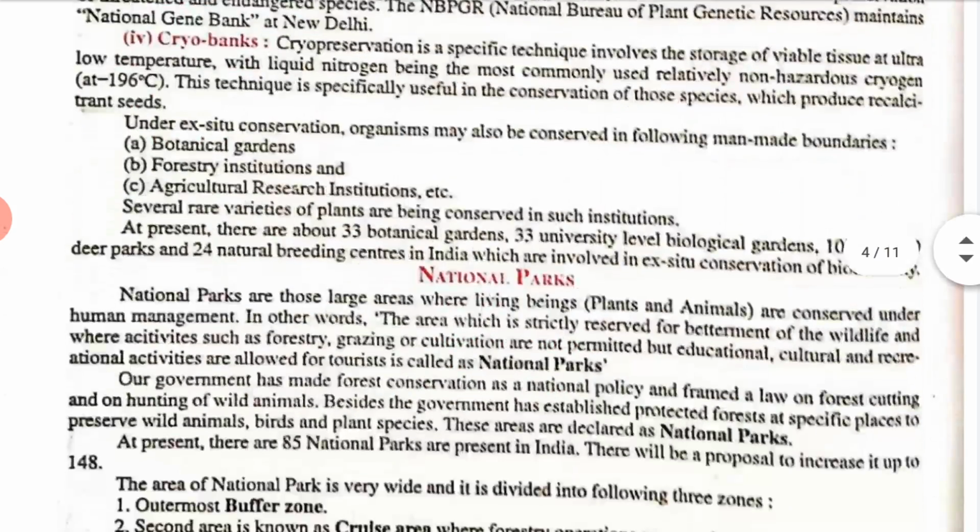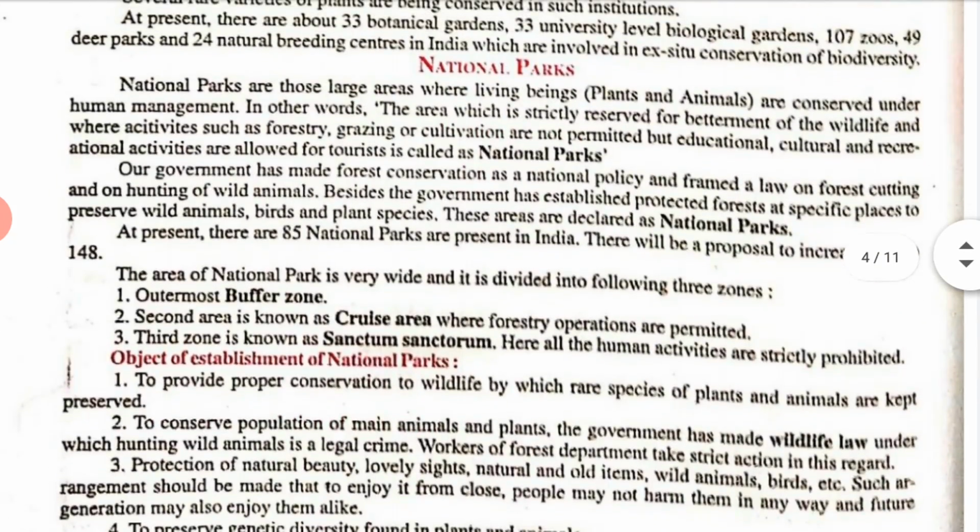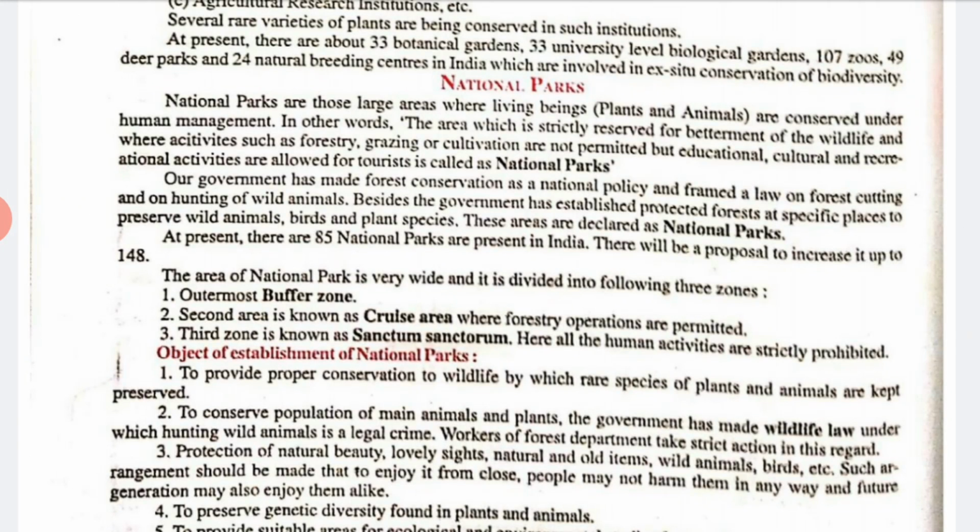Now let us talk about the national parks. So what is a national park? As we all know, national parks are large areas where living beings, as well as plants and animals, are conserved under human management. In other words, the area which is strictly reserved for the betterment of wildlife, and where activities such as forestry, grazing or cultivation are not permitted, but educational, cultural and recreational activities are allowed for tourists, is also called a national park.